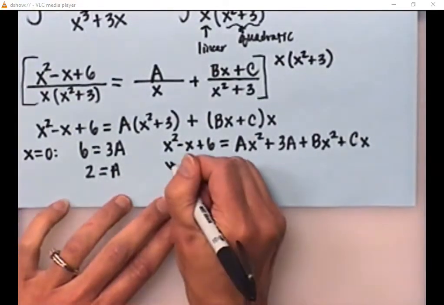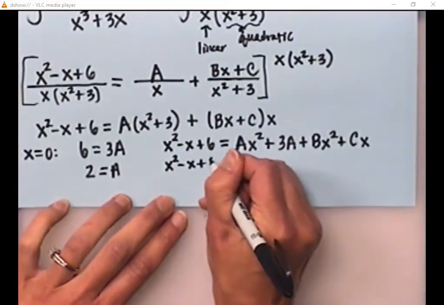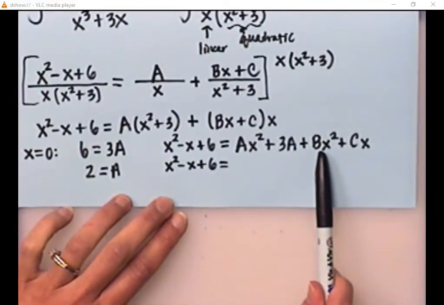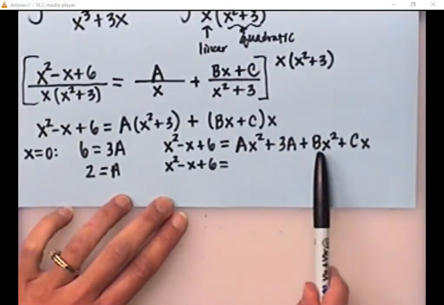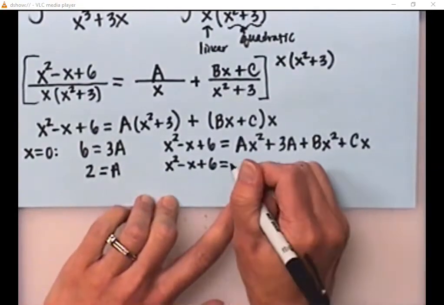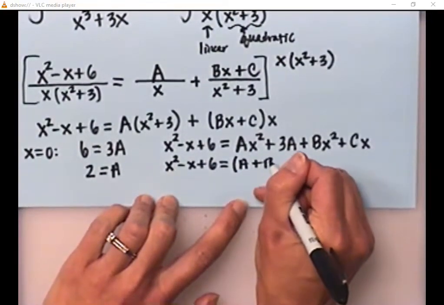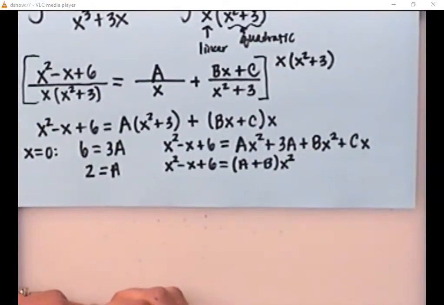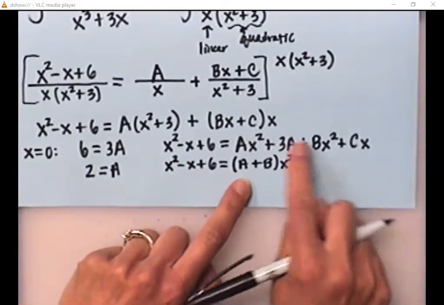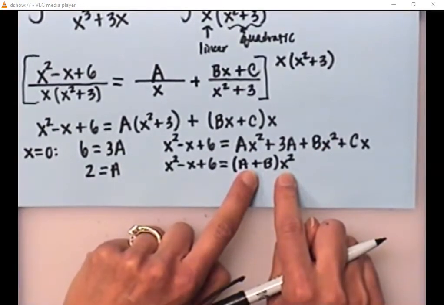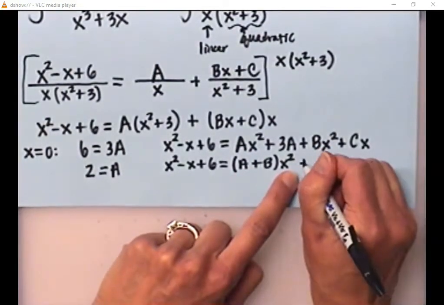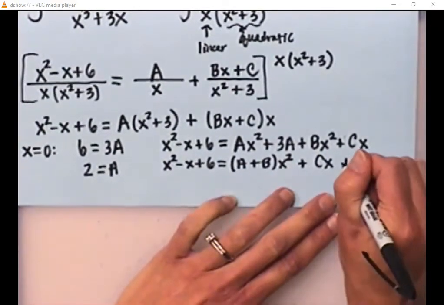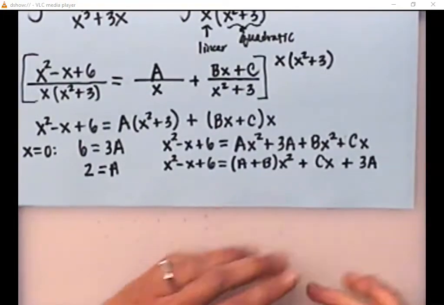So for instance, on the right hand side, which ones have x squared with them? The a and the b, right? So a and b are with x squared. So I could factor the x squared out and call that a plus b times x squared. Okay, so a plus b is the same as the coefficient on x squared. The next term is the x term. I see there's only one of those. That's just a cx. And the constant term is 3a.